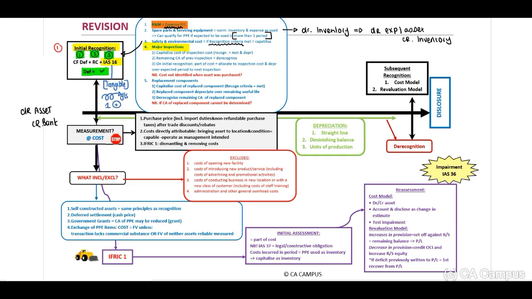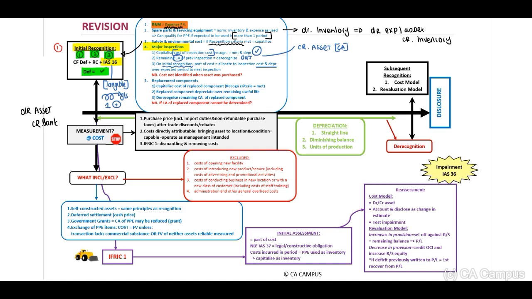Then our major inspections, very important. You will have to follow these steps. Capitalize the cost of inspection if it meets the recognition criteria, and if it does, you need to depreciate. The remaining carrying amount you need to take out and derecognize. How do you do this? You will have to credit your asset with the remaining carrying amount of major inspections. Then on initial recognition, part of the cost you need to allocate to the inspection cost and depreciate over the expected period until our next inspection. Guys, my recommendation, always include a timeline and follow your steps.